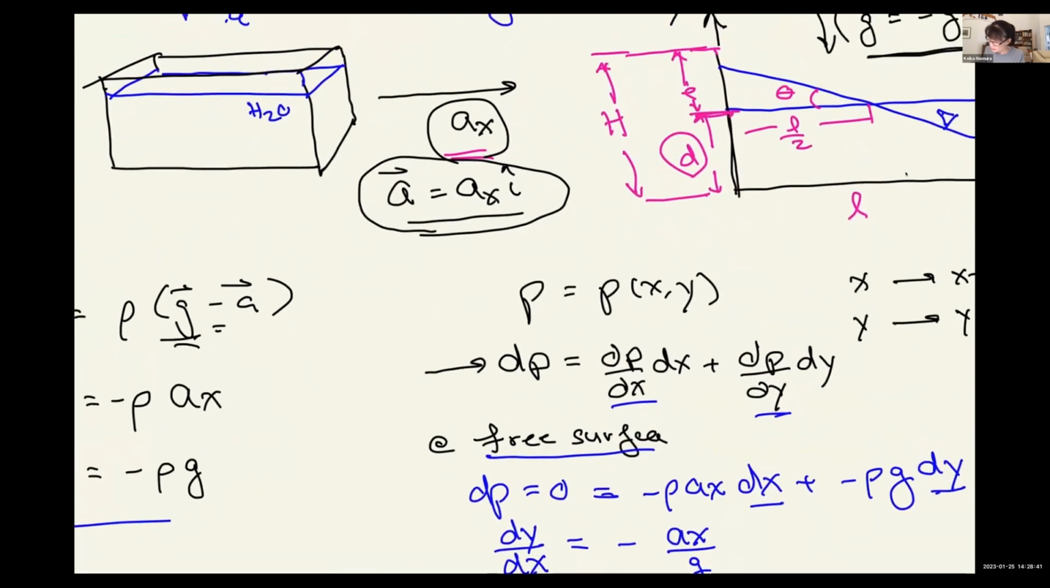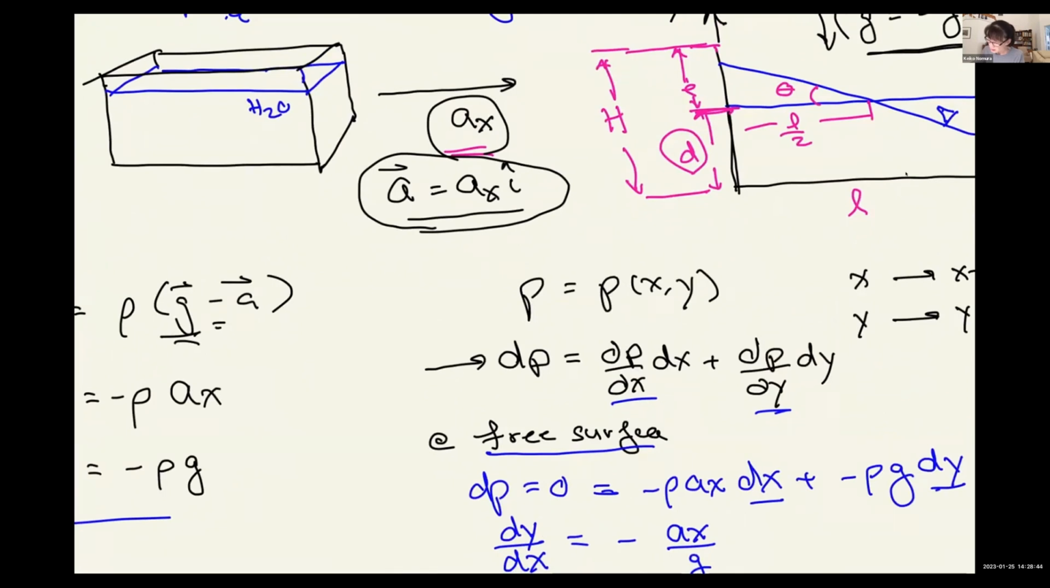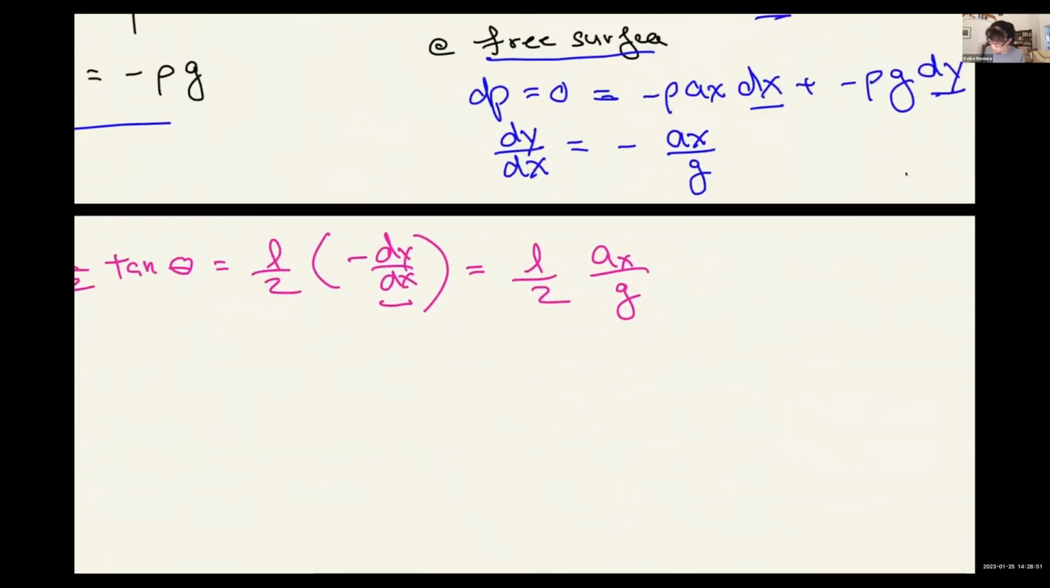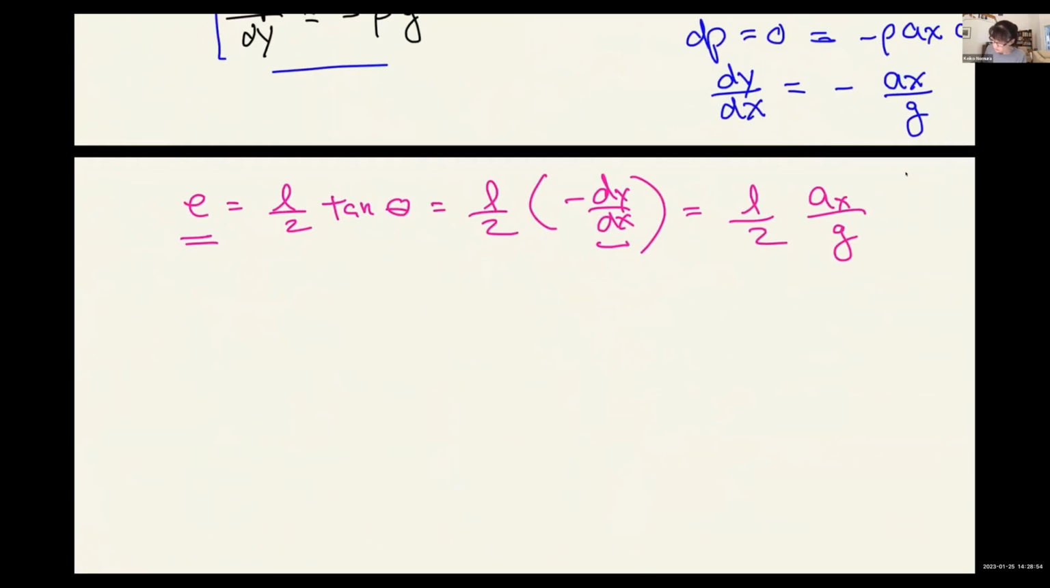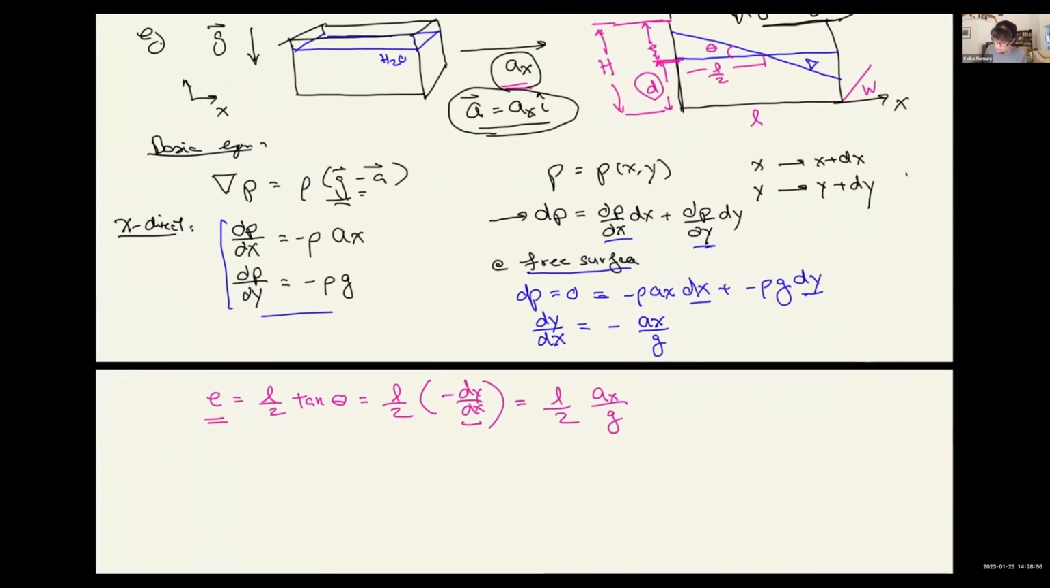Okay, so then we can express E as H, the height of the tank, minus the depth of the fluid. So we can replace E with H minus D equal L over 2 AX over G. And then solving for D, we have a D max.